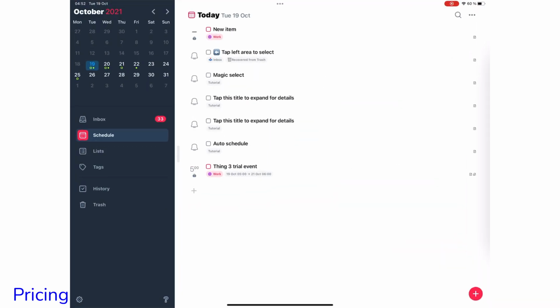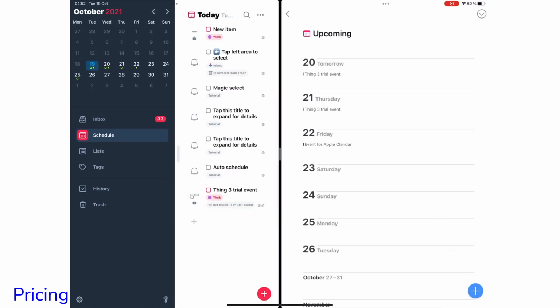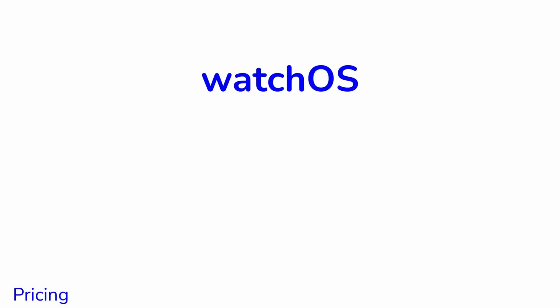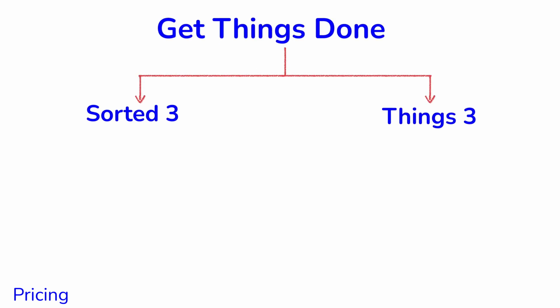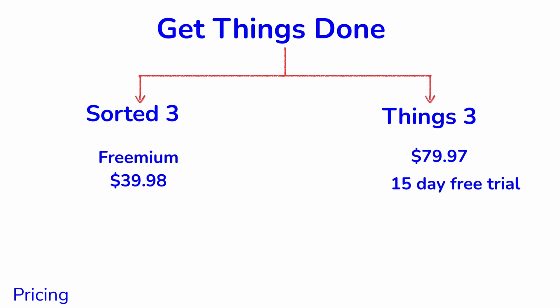Sorted 3 and Things 3 are both Get Things Done applications. They are both available on watchOS, iOS, iPadOS, and macOS. To access Things 3 on all of these devices will cost you $79.97 because the application is a separate purchase on all of them. Sorted 3, on the other hand, is a freemium application, which means you can use it for free forever. But if you want the pro features in the application, you'd have to part with $39.98 to get it on all your devices. Things 3 does not have a free version. It only has a 15-day free trial.